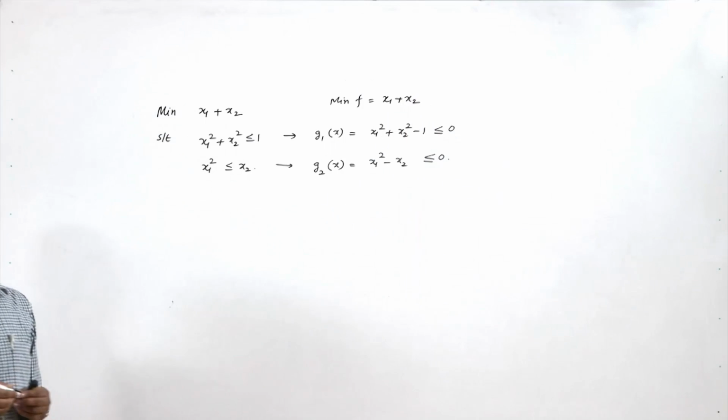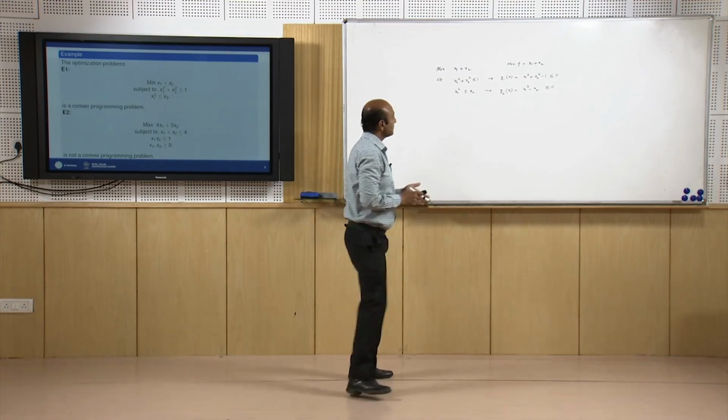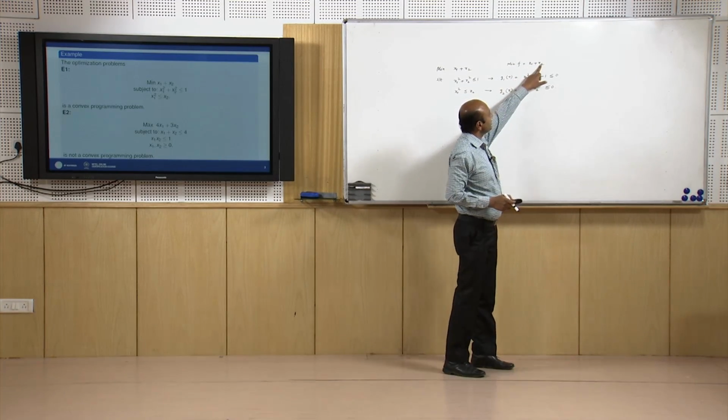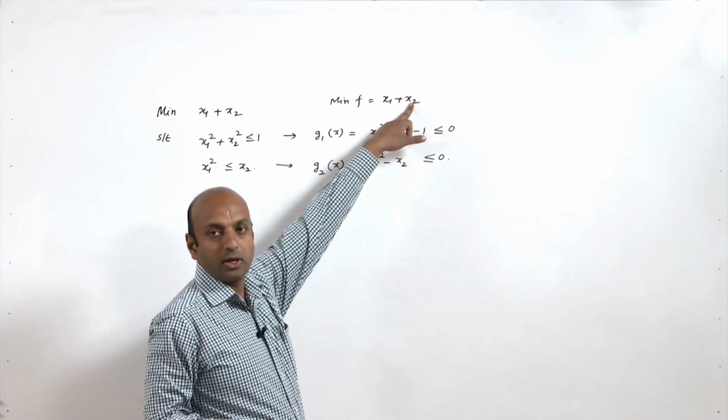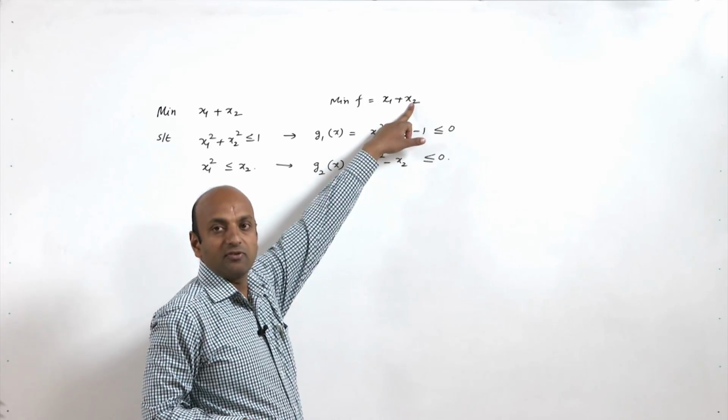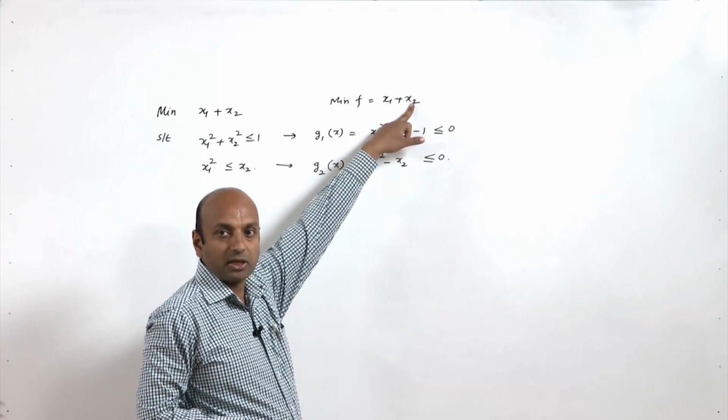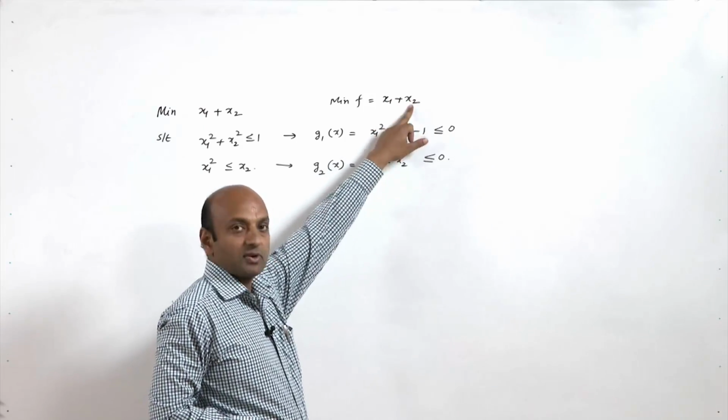Okay. Now, we already know that all linear functions are convex. So, this function x1 plus x2 is obviously convex. It is a linear function, and linear functions are always convex as well as concave. So, this function is convex.